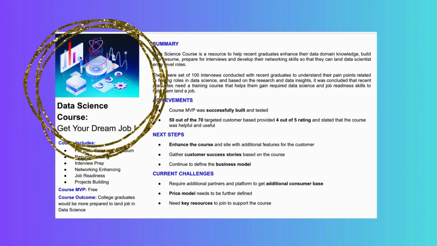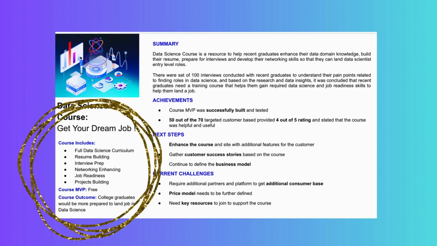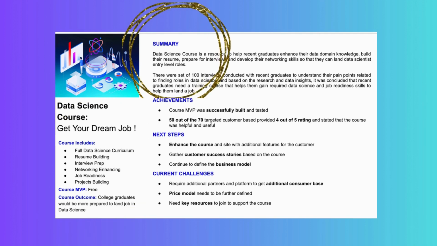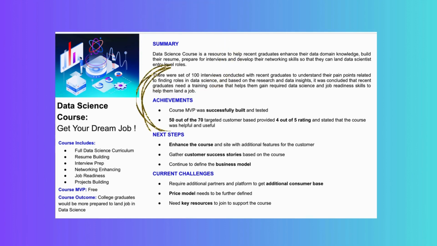For the sake of this, as you can see on the screen, the first section focuses on the data science course, and the tagline, get your dream job. After that comes what the course includes, which is various items including the curriculum, the resume, the interview prep, network, and job readiness, projects building. What the MVP had was how much it cost? It was free. What was the outcome? College graduates would be more prepared to land jobs in data science. Then we have a high-level summary summarizing the goal of the course and what approach we took. Again, the approach can change, but the core principles remain the same.